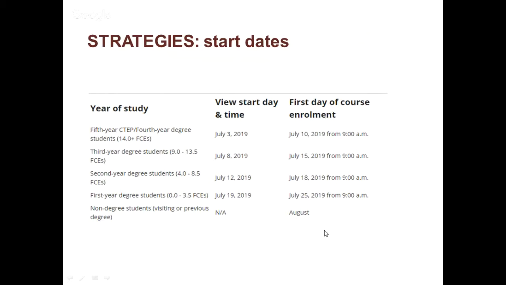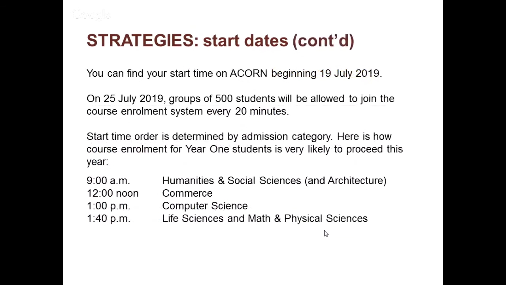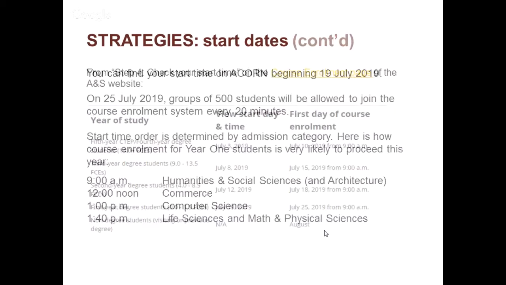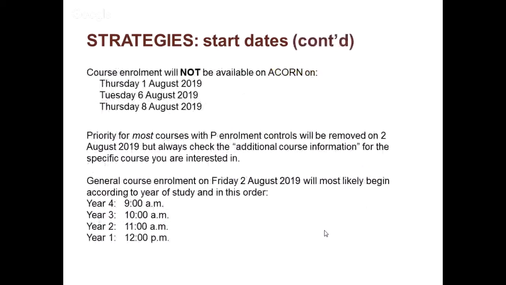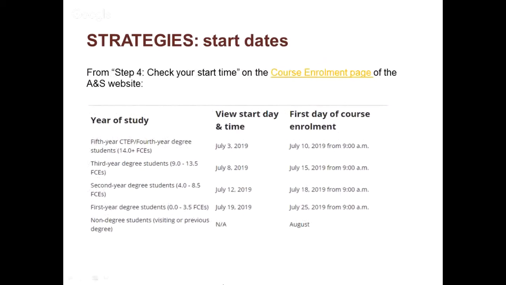Now, I have a slide in here somewhere that, yes. Okay. On the 19th, you can view your start time. July the 25th, you start choosing courses. This is absolutely your best chance of getting your courses.